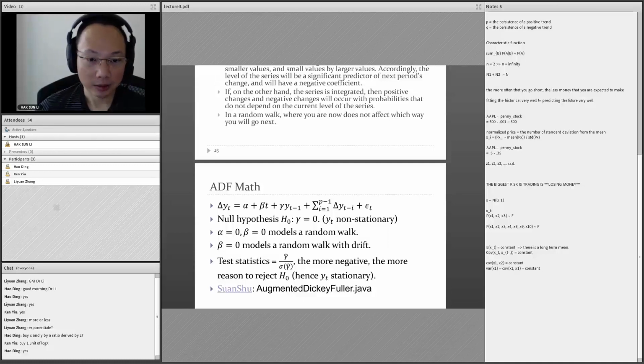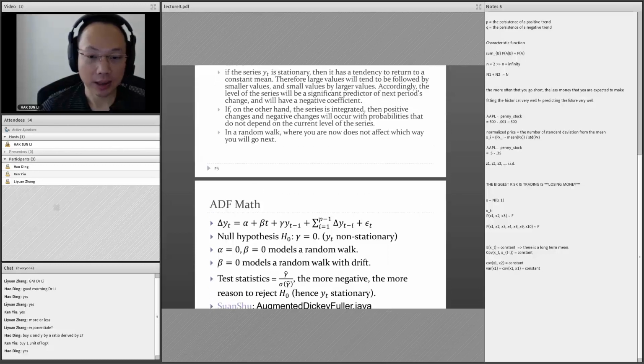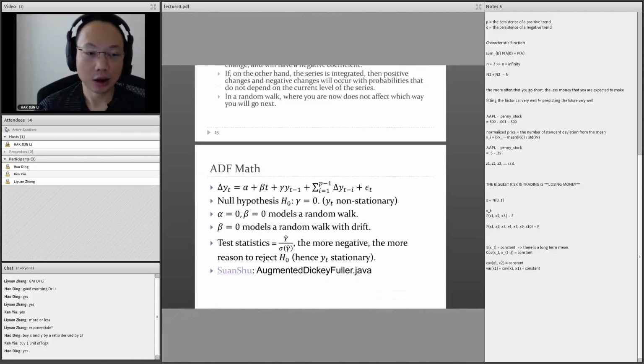Because as we just talked about, if the changes depend on the current level, then it's mean reverting. Otherwise, it's not mean reverting. And if it's not mean reverting, then it's non-stationary. So the Dickey-Fuller test is saying we assume this structural form for the time series, and we want to check whether delta yt depends on yt. Mathematically, it's equivalent to checking whether gamma is 0 or not. If gamma is 0, then it's non-stationary. Otherwise, it is stationary. And there's software to do it. Our library has this augmented Dickey-Fuller test you can use to check whether a time series is stationary or not.